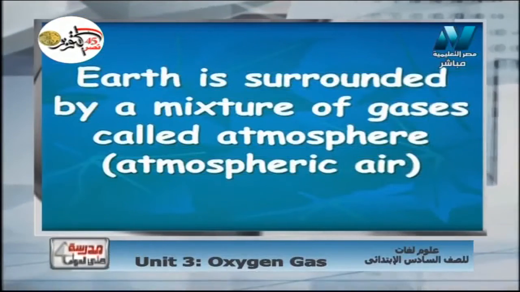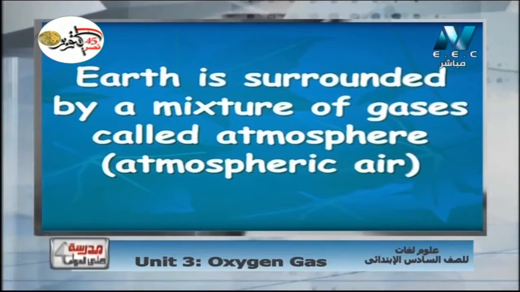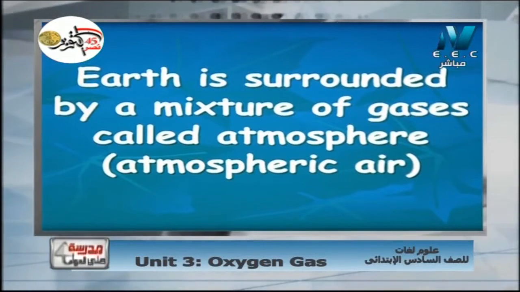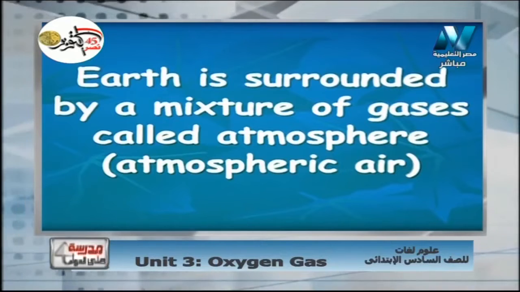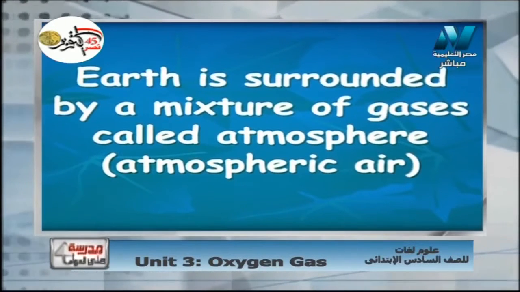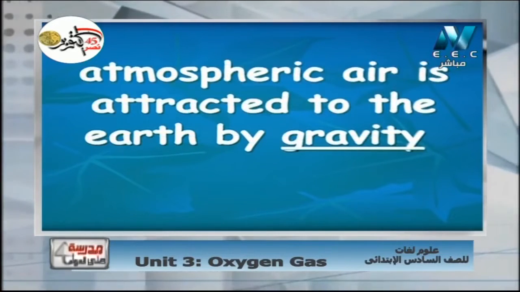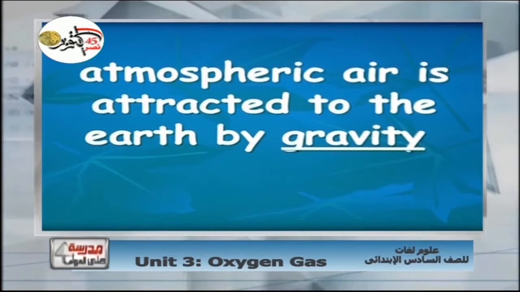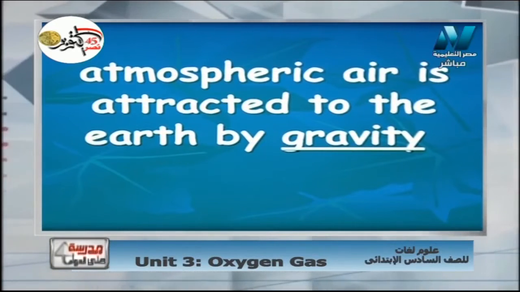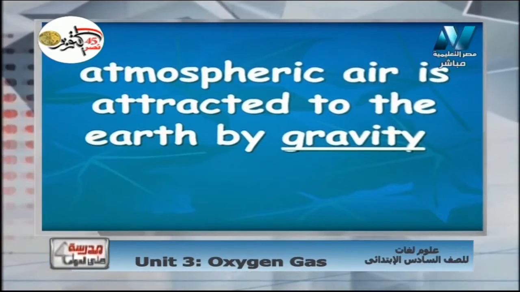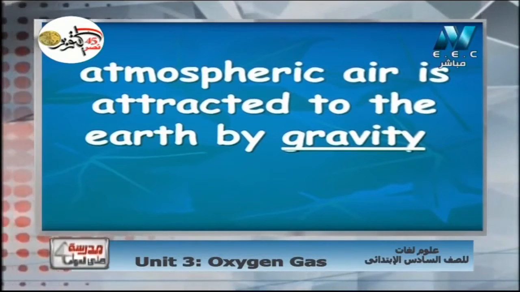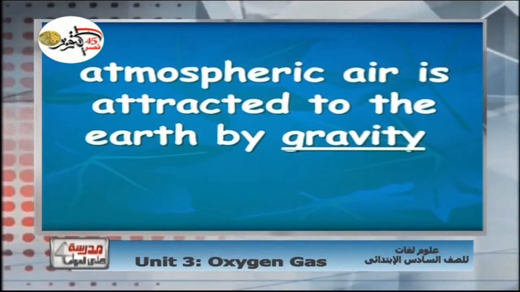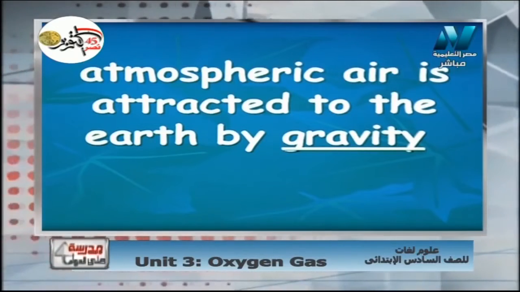By that, Earth is surrounded by a mixture of gases called atmosphere or atmospheric air. We know that. كلنا عارفين كويس قوي. الارض محاطه بغلاف او بخليط من غازات بنسميه الغلاف الجوي او اتموسفير او atmospheric air. Also, atmospheric air is attracted to the earth by gravity. كل يوم الصبح بنلاقي الهواء موجود معانا. طب ليه ما بيخرجش خالص من الارض؟ لان في جرافيتي جاذبيه بتشده ناحيه الارض. معنى كده ان الهواء موجود معانا باستمرار. Again, atmospheric air is attracted to the earth by gravity.